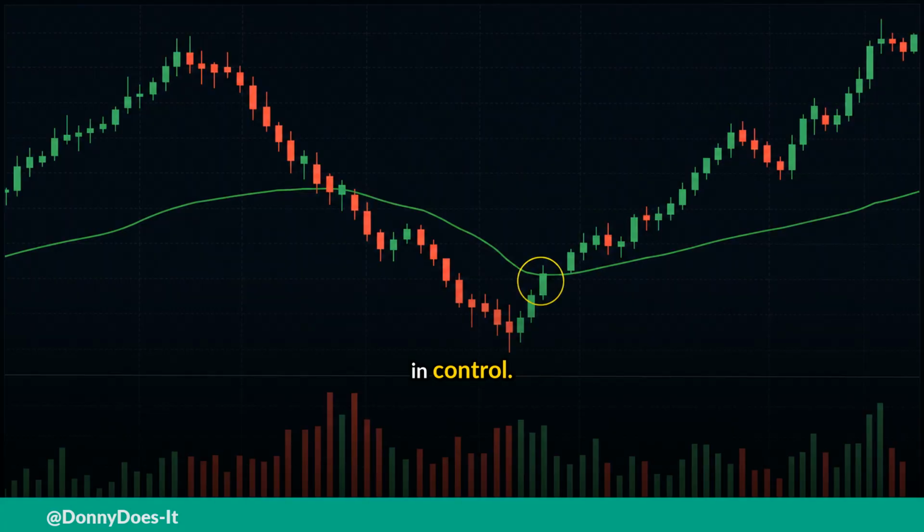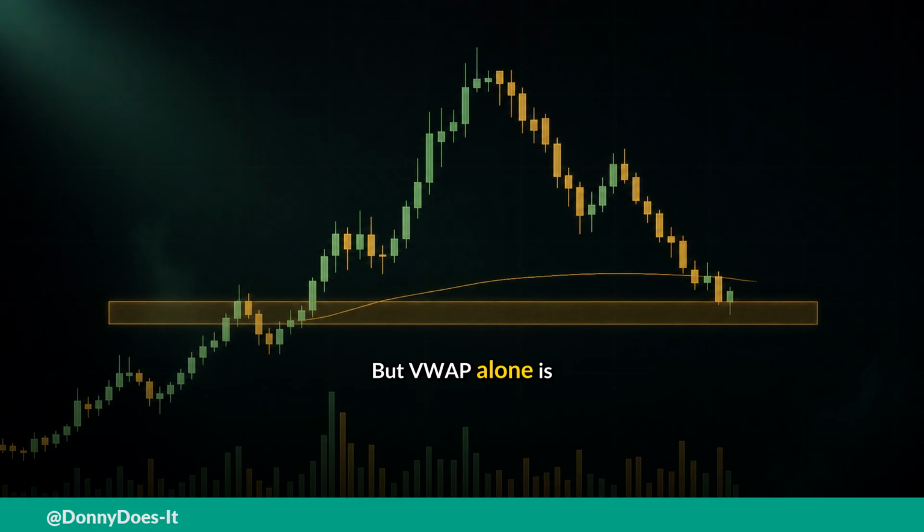The setup I use is called a VWAP reclaim. Price drops below VWAP and creates panic selling. Then it pushes back above VWAP with strong momentum. That reclaim is the signal. Smart money was below collecting liquidity. Now they drive price back up. That is your entry. But VWAP alone is not enough.